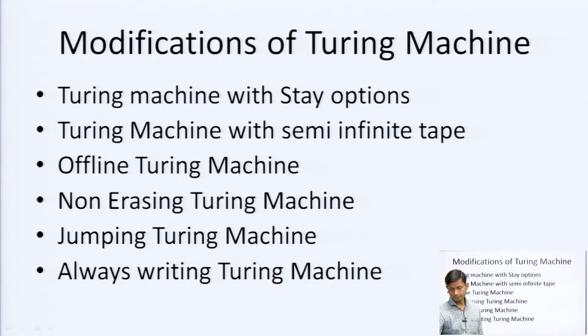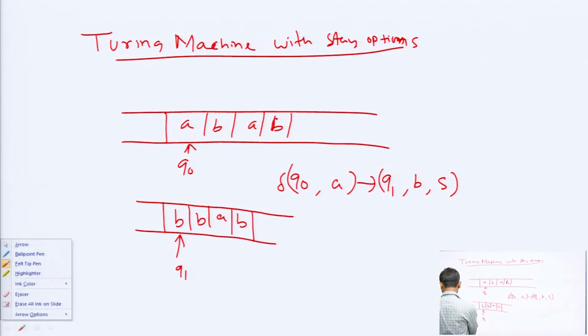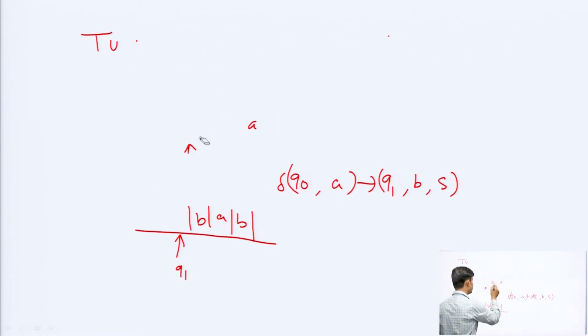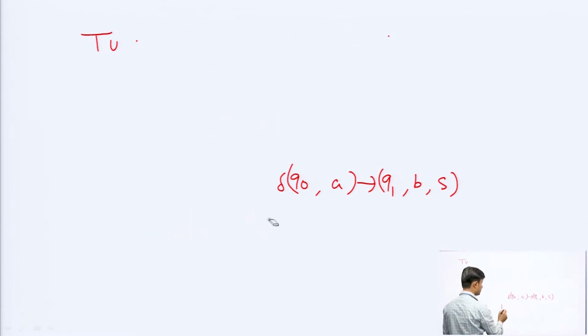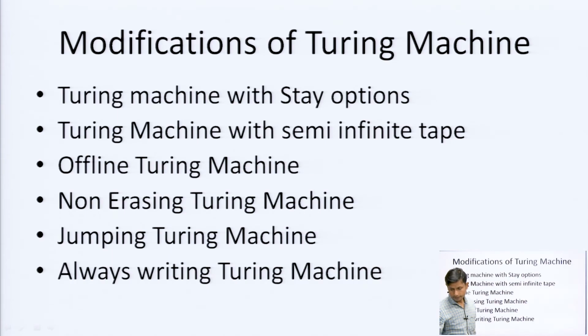Now we have the Turing machine with semi-infinite tape. Already I discussed that you fix one end and make the other end infinite. This is what is meant by the Turing machine with semi-infinite tape.